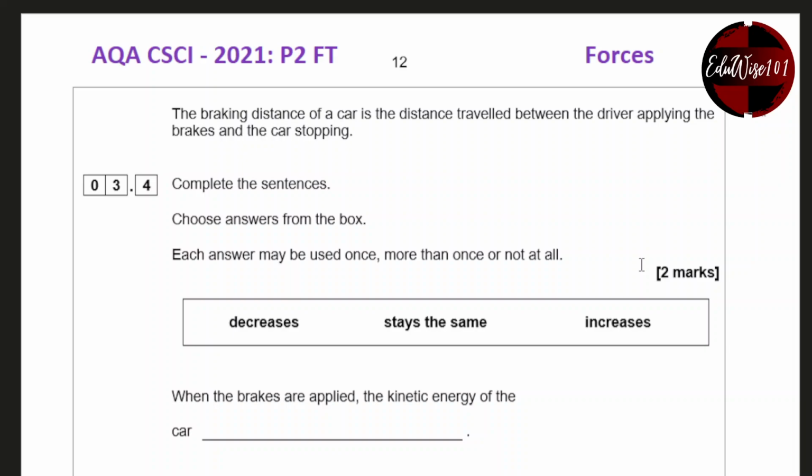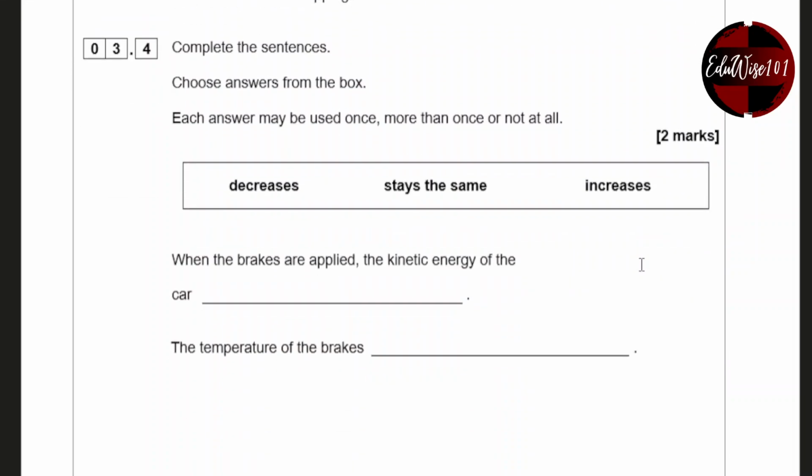The braking distance of a car is the distance traveled between the driver applying the brakes and the car stopping. Complete the sentence, choose the answers from the box. Each answer may be used once, more than once, or not at all. When the brakes are applied, the kinetic energy of the car decreases because it's slowing down. The temperature of the brakes increases. This is due to friction, and work is being done against the motion of the car to slow it down.